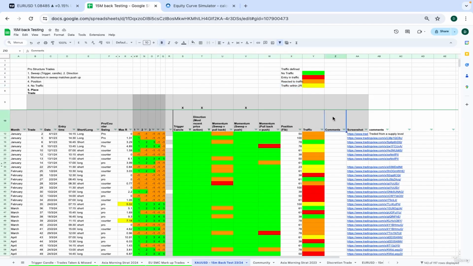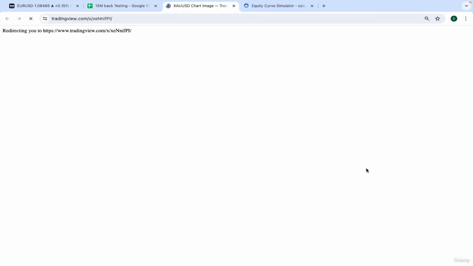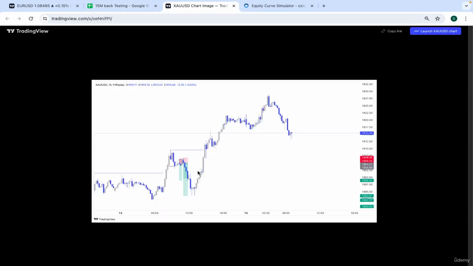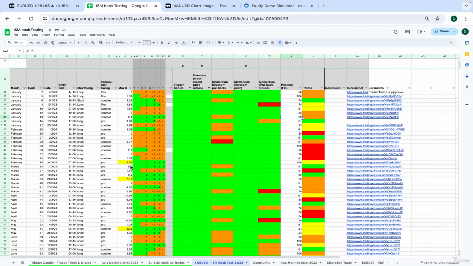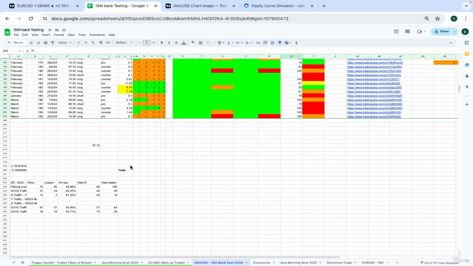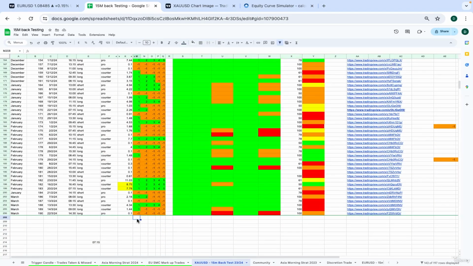And then simply a comment section, and then just screenshots of each of the trades, as you can see here. So that's a walkthrough of the sheet. What you can obviously then do, so let me just scroll down to the bottom, is you can start to play about with the data.